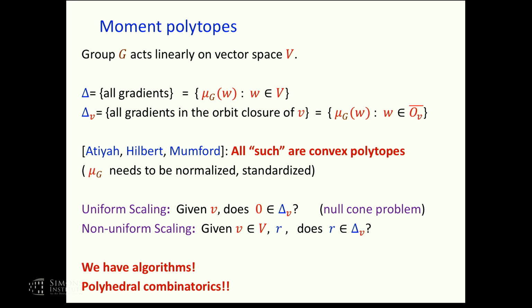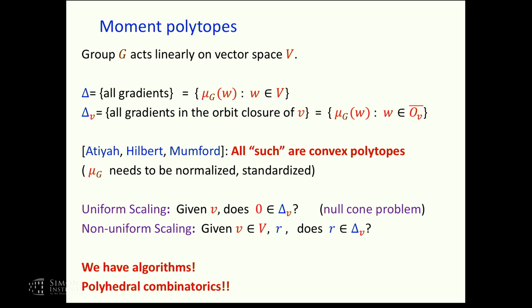It's a set. We can also look at all the gradients that arise in an orbit, right? We are given a point, and we look just at the orbit, and we look at all the gradients. These are two natural sets, or collections of sets. It turns out, and this is a huge result and a surprise, definitely to me, that all of them, if you properly normalize, are not just sets. They are convex polytopes. They are all convex polytopes. They are called moment polytopes.